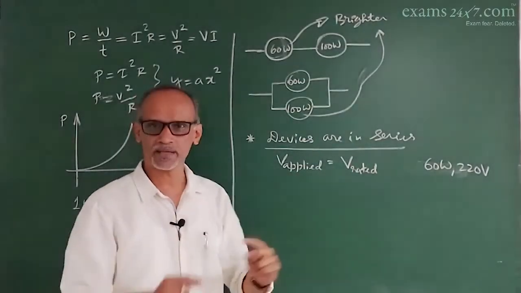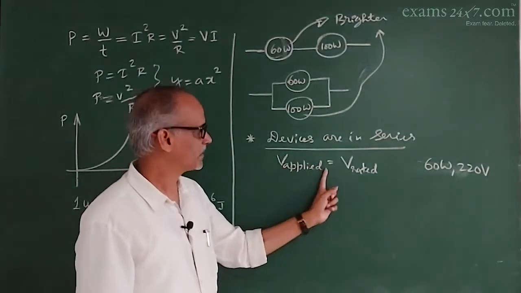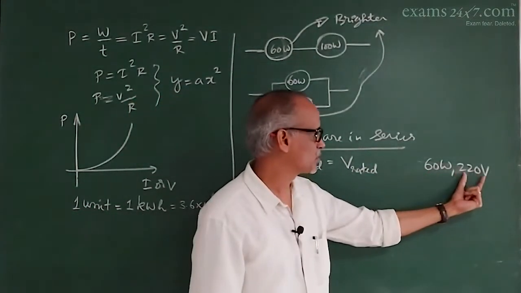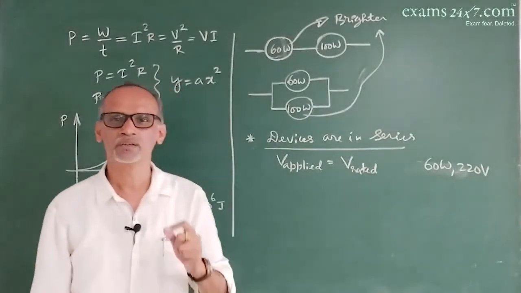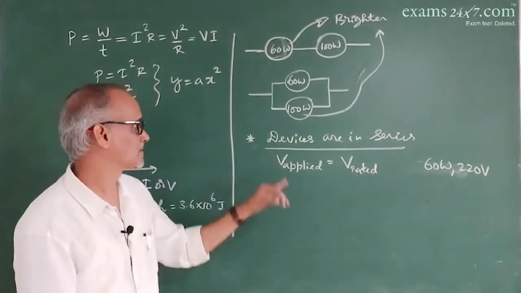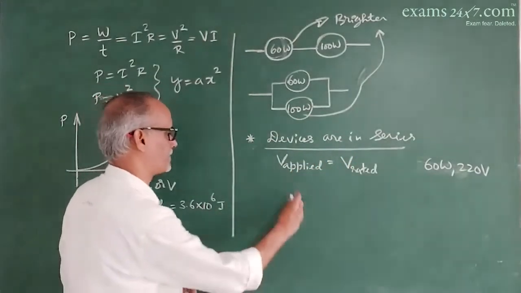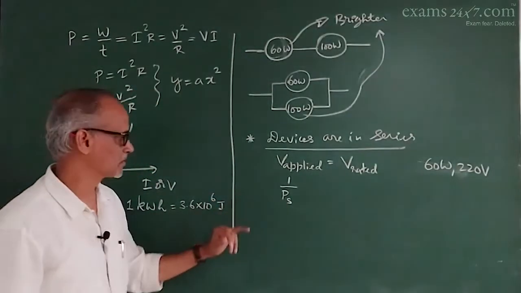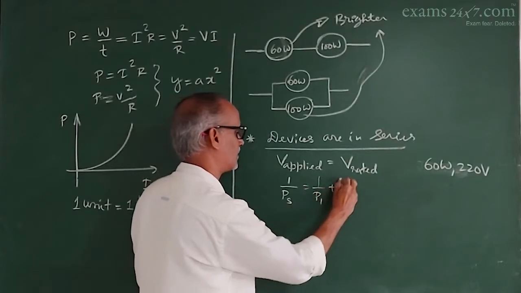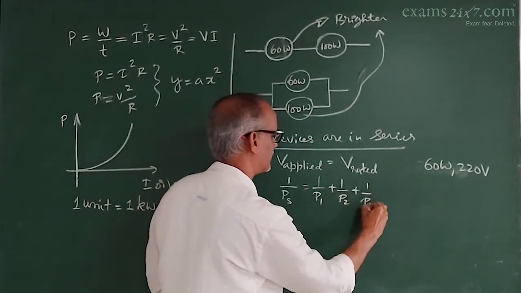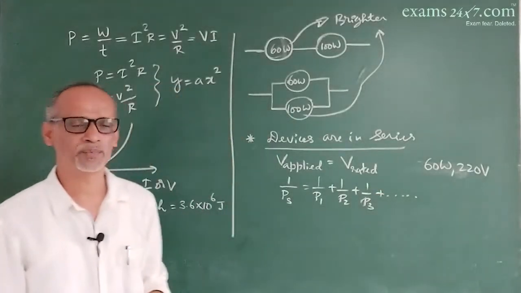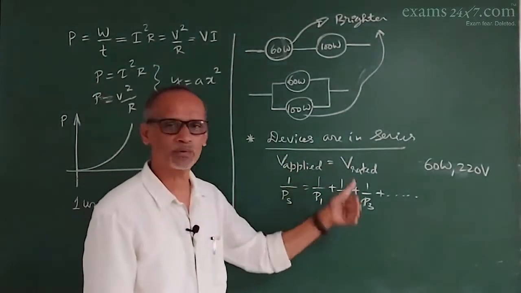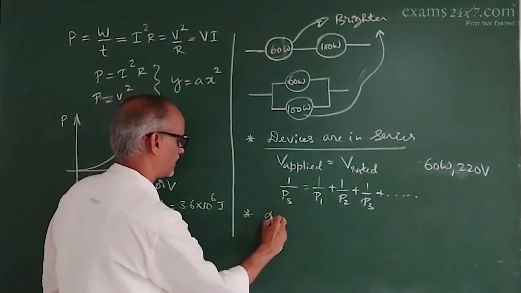So that is called the rating. And if the voltage applied across all the devices is equal to the rated voltage, in this example 220 volt, that means the applied voltage also has to be 220 only across all the devices when they are in series. Then the reciprocal of the effective power consumed in series is equal to the sum of the reciprocals of the rating of the individual devices. This is in series combination. Again, keep in mind that this equation is applicable only when the applied voltage is equal to the rated voltage only.